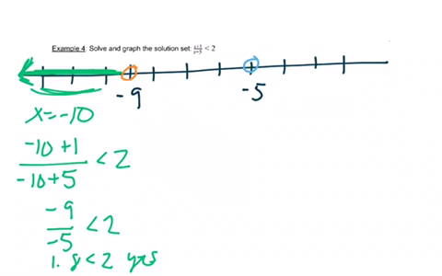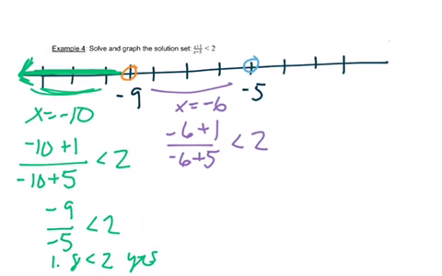Okay, now we need to choose something that's in between here. So maybe negative 6. Again, it doesn't matter. You could do negative 7, negative 8. We're trying to see, is that less than 2? So on top I get negative 5. On the bottom I get negative 1. Negative 5 over negative 1 is 5. So this is no. We're going to leave that blank.